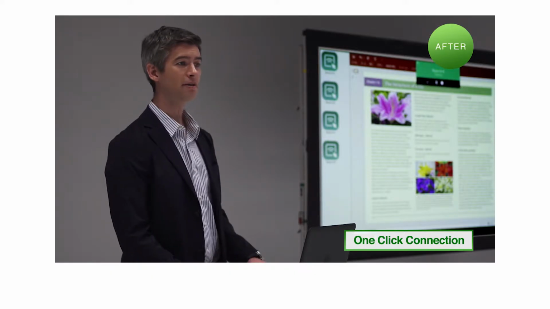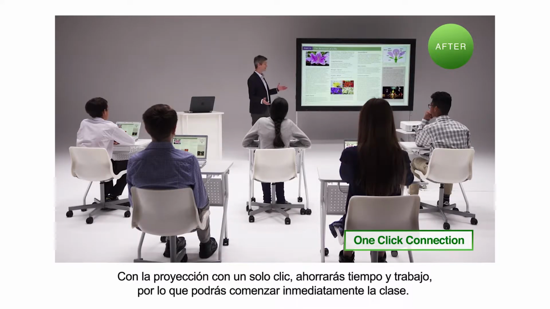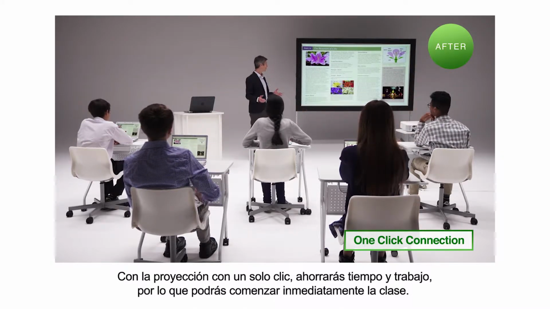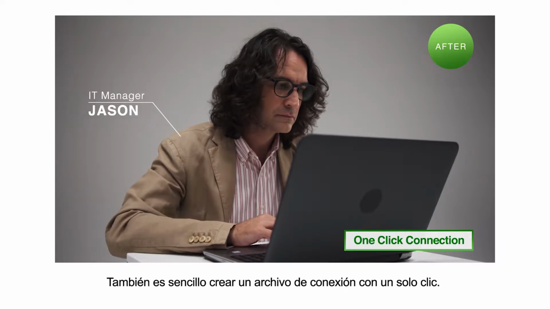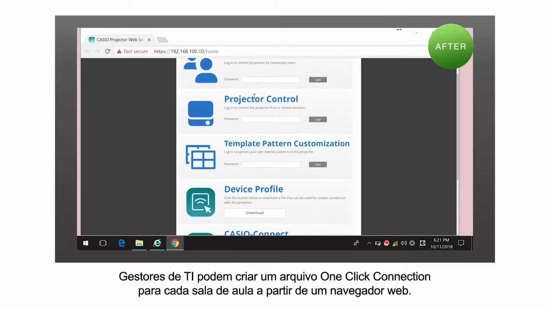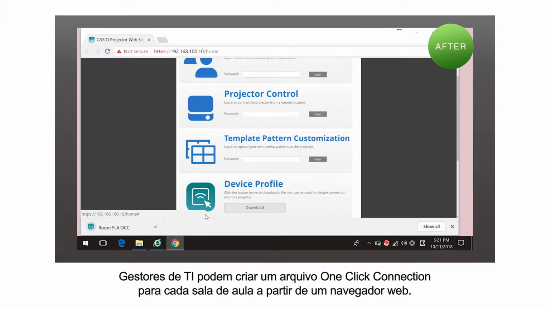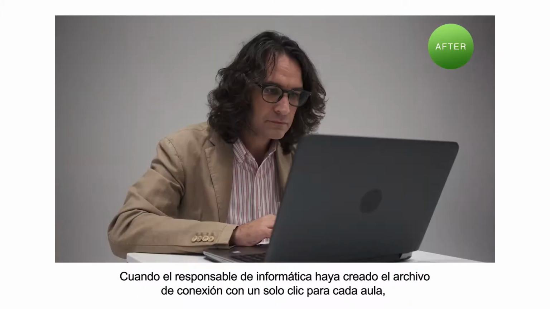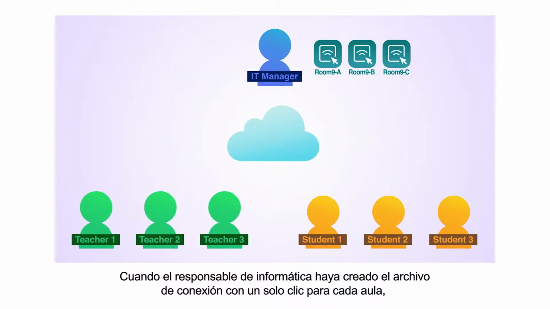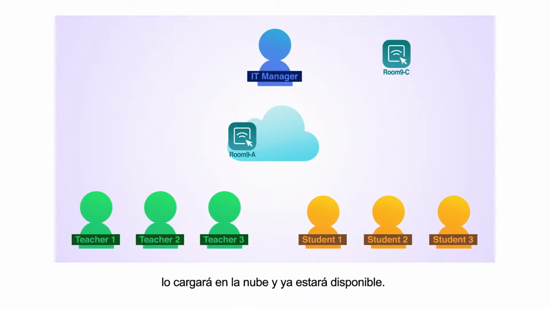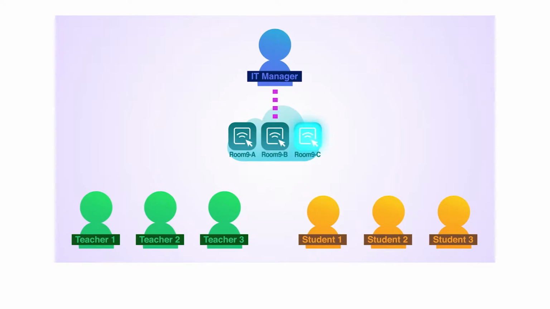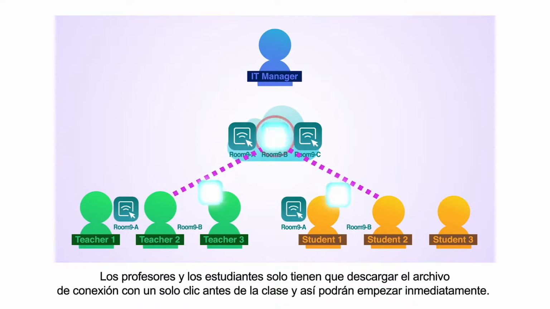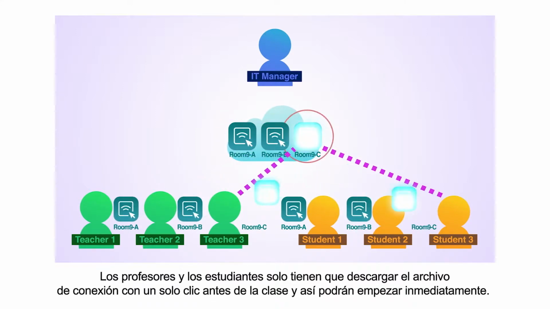Okay, class, are you ready to begin? With one-click projection, you save time and work, meaning lessons can begin immediately. Creating a one-click connection file is also easy. IT managers can create a one-click connection file for each classroom from a web browser. Once the IT manager has created a one-click connection file for each classroom, they upload it to the cloud, and you're ready to go. Teachers and students can simply download the one-click connection file before lessons, and classes can begin promptly.